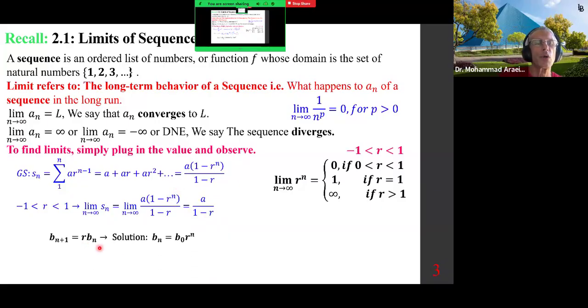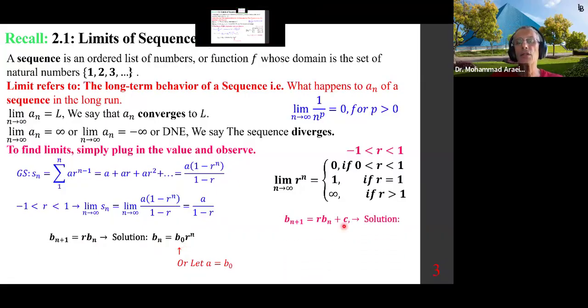b sub n plus 1 is r b sub n, or b sub n equals b sub 0 r to the power of n. By the way, b sub 0 in some texts is represented by a. That's the good old geometric sequence and the solution for it.